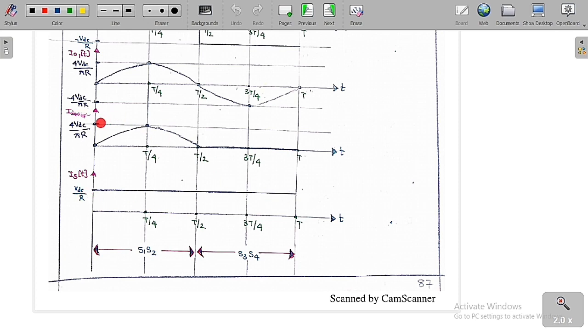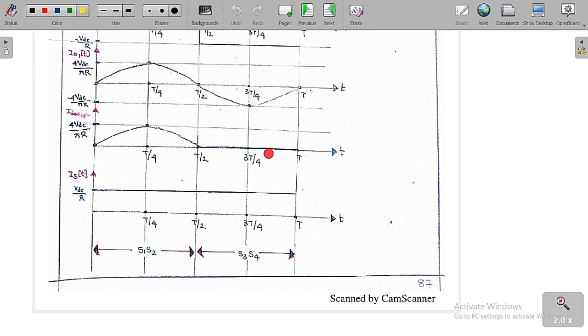I already told you the source current is always VDC by R all the time. Now if you want to find the fundamental component of the switch current, ISW1 of t is called the fundamental component of the switch current. I have already told you that from 0 to T by 2, S1 and S2 are on. Therefore the switch current is equal to the load current in this region. So in this region, the fundamental component of the output current is equal to the fundamental component of the switch current. This is the graph we are going to get.